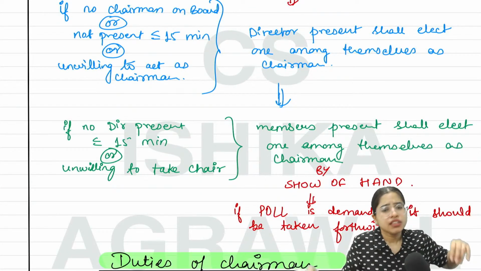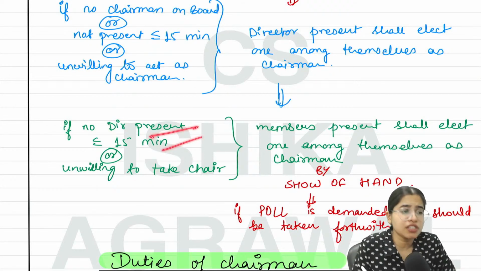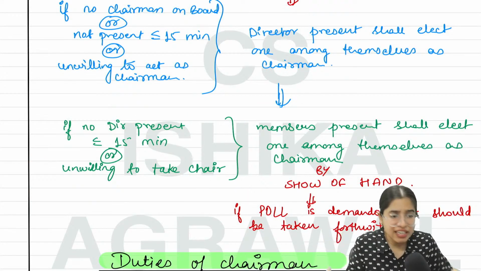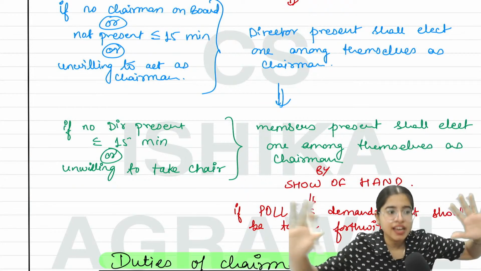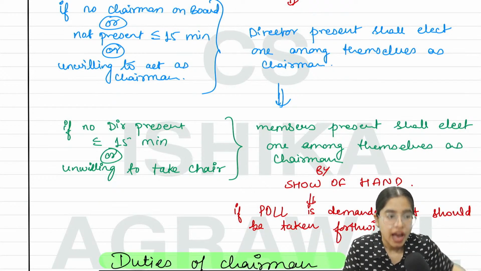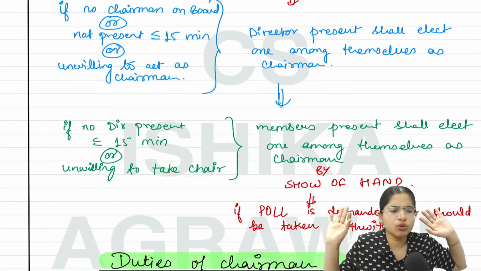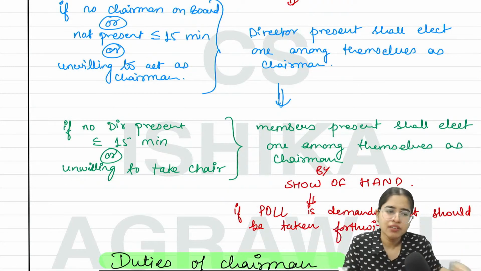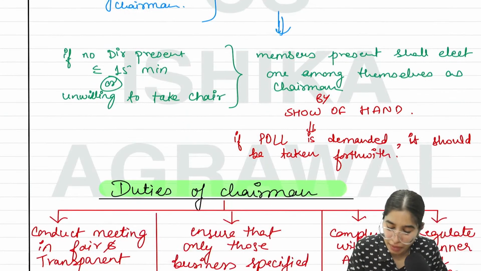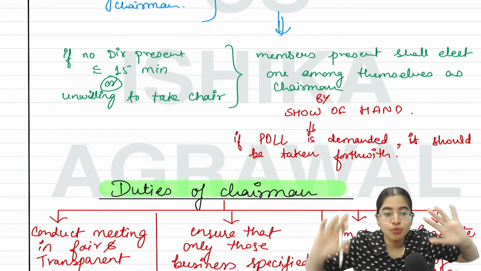But ma'am, this is a general meeting now. If no director is present within 15 minutes, this is a very hypothetical situation which practically cannot exist, but in a very rare situation, let's say all the shareholders and directors are different, and no directors are present within 15 minutes, or they are unwilling to be appointed as the chairperson, then members present shall elect one among themselves as the chairman by show of hand. Show of hand means voting by hand.